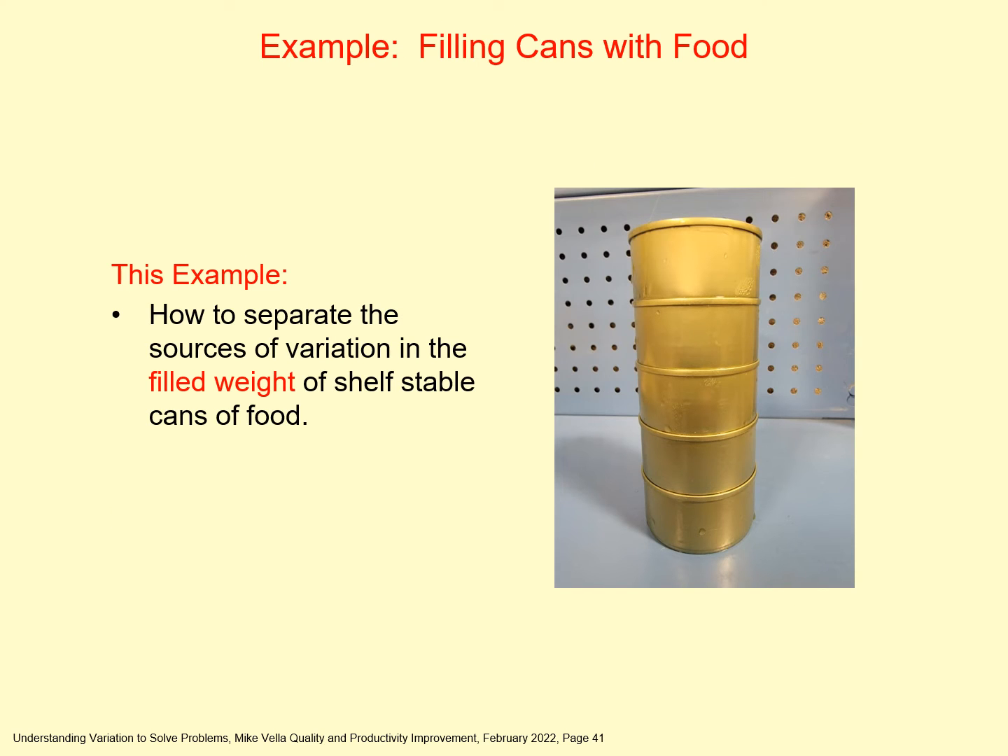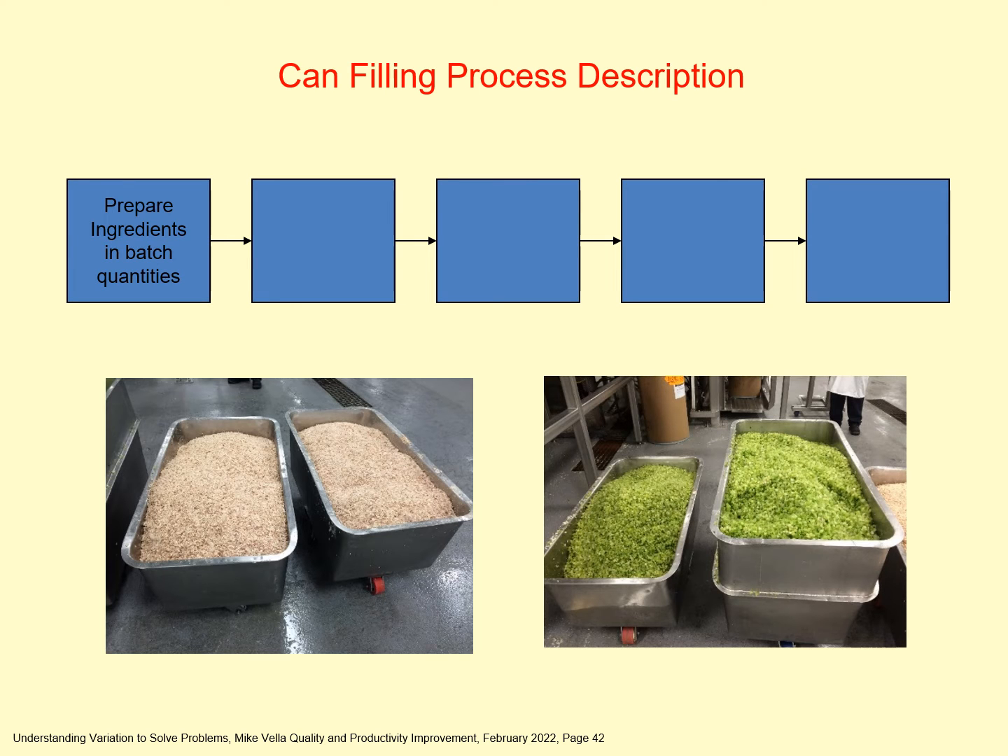Well, here's another example, and you know that food comes in canned products, shelf-stable products. Very normal for you to see them on the store shelves. They're great. These cans are filled at an enormous rate, hundreds and thousands of cans per minute. So the question is, how do we separate the sources of variation in filled weight in cans of food? Let's take a dive into the process.